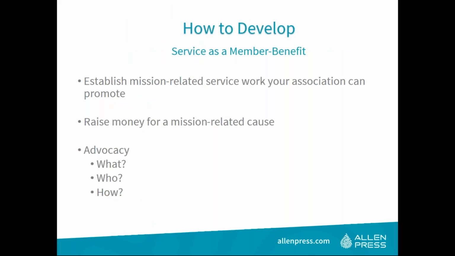When it comes to how to develop a member benefit all built around service, establish a mission-related direct program that your association can either be the spearhead behind or promote. Raise money for a mission-related cause, and make sure that you tout that to the members and the effectiveness of it. And then finally, advocacy. To develop that advocacy program of what issues you're pushing, help your members promote it effectively, and then report on how effective you were.